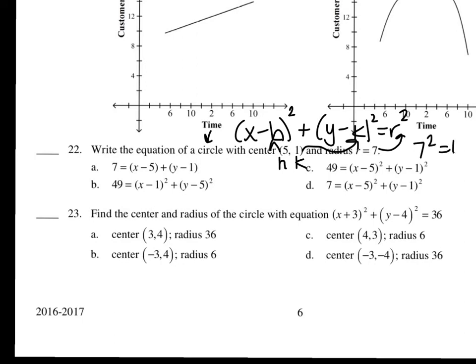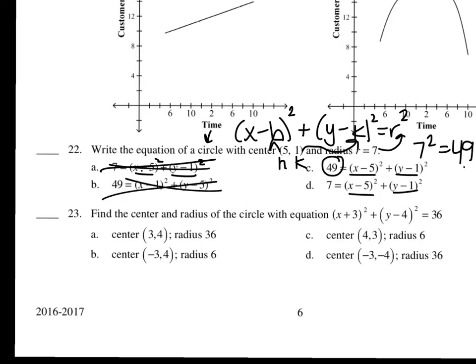7 squared is 49. We're looking for an x minus 5, so it could be this one, or this one, and a y minus 1. And then we need the radius to be squared. This is a problem because these don't have the squareds around the parentheses. That one's the wrong order for the center, and C does have 49 squared, so the answer here is C.